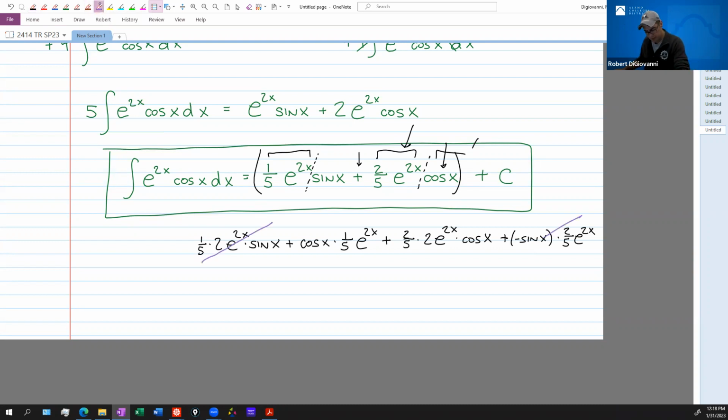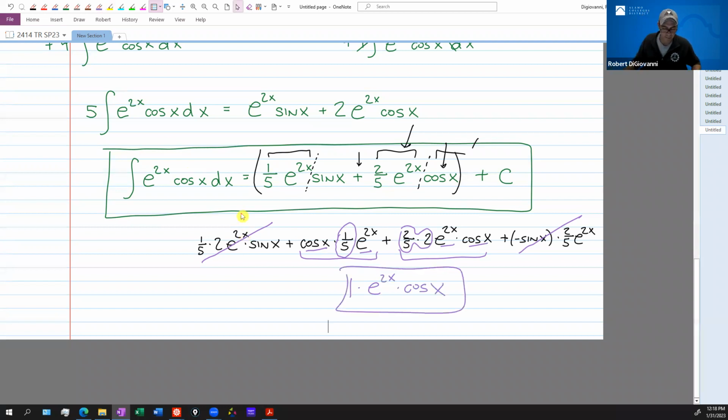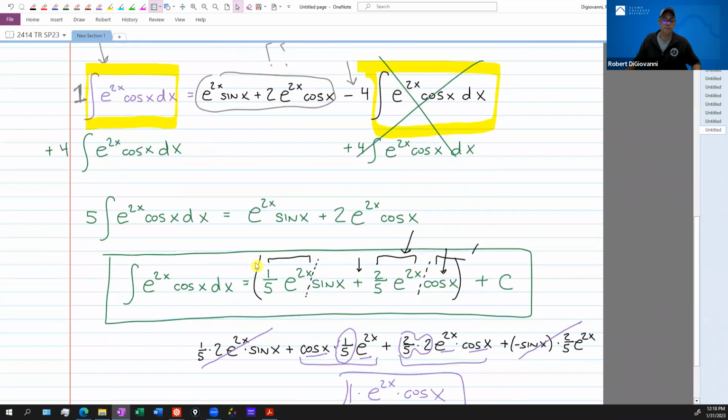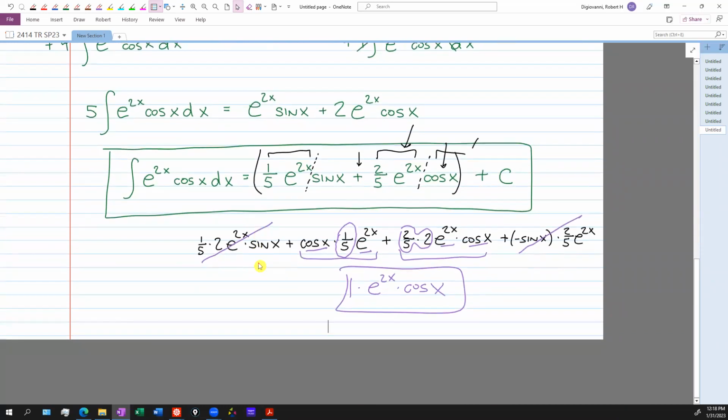This and this cancel completely. Those are the exact same things. And these two are like terms because they both have cosine, e to the 2x. So the only thing you have to do is add their coefficients. This is 1/5 and this is 4/5. If you add 1/5 and 4/5 together, you get 1. You get 1 e to the 2x times cosine of x, which is the original integrand right there. So it works. Astonishing.